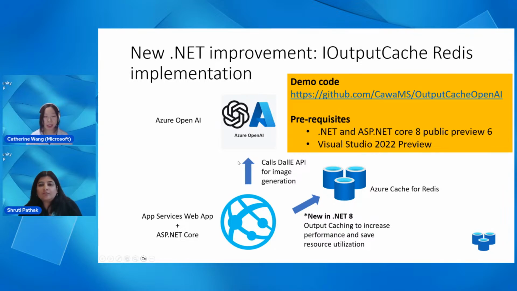Here is an overview of a demo application that we will be looking at. Basically, I have a web app hosting ASP.NET Core, and it calls into Azure OpenAI, something intelligent to generate images. The image it generates is put into cache, to make sure my application runs efficiently. With that pattern, we'll be able to reduce the calls to OpenAI here, Catherine?